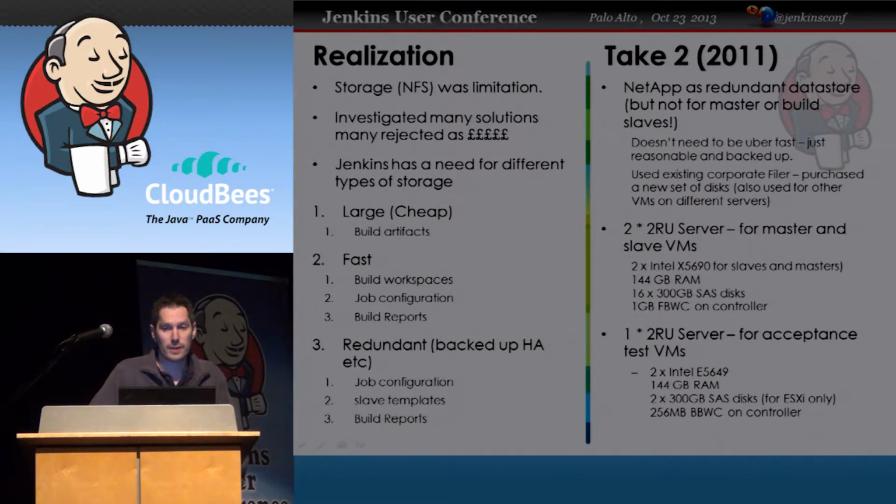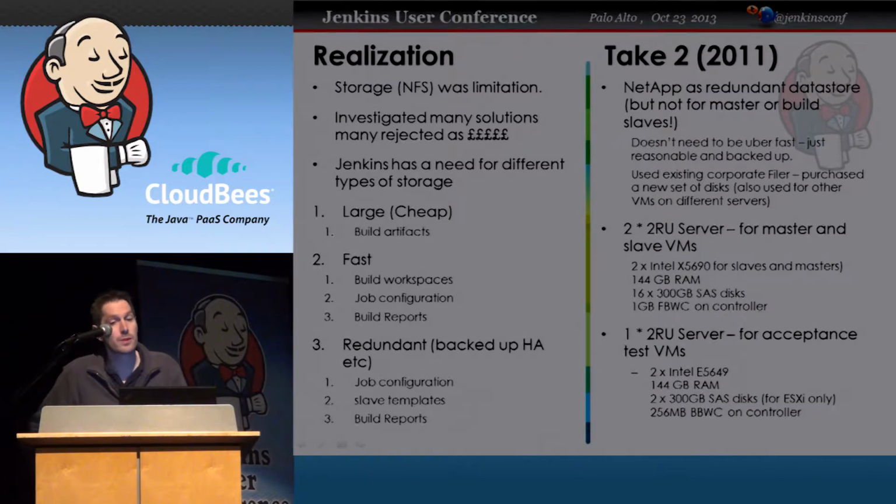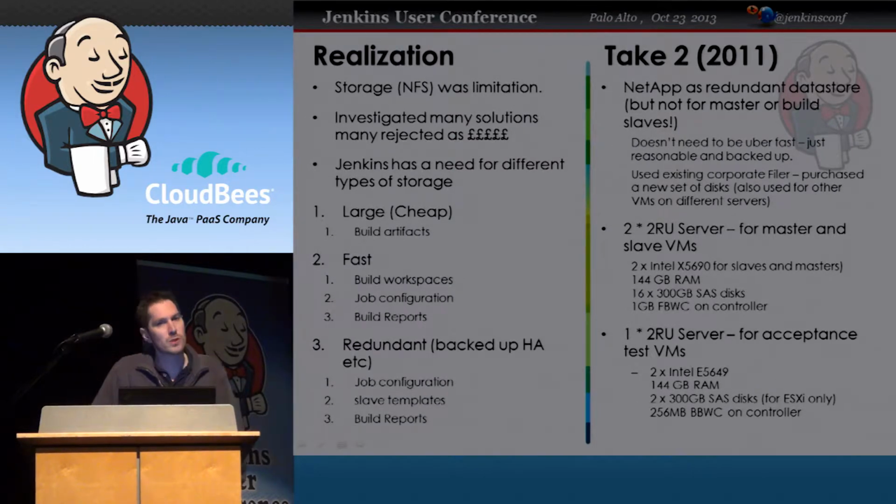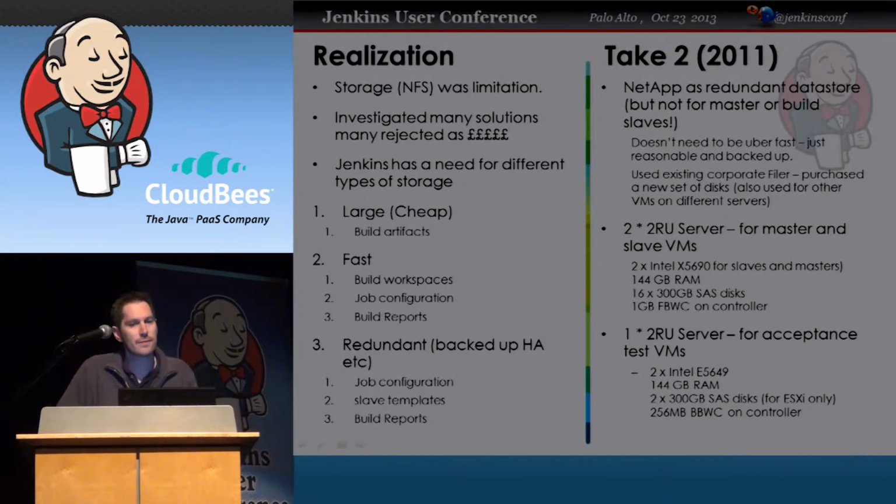So we looked at a few things here. Looked at moving builds to a RAM disk, what to do with failed builds, keeping the workspace around. But that didn't really help us because it wasn't the slaves that were the issue, it's the master. And it's all to do with the I/O on the master.